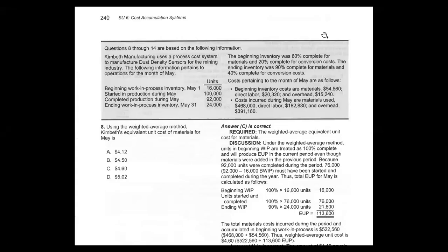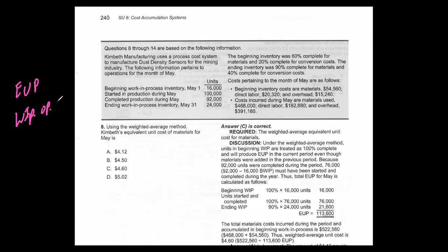Hi students, in this video we are going to discuss the cost per equivalent unit of materials as per weighted average method. So in order to calculate the cost per equivalent unit of materials, we first have to calculate the equivalent units of production. Remember the formula we discussed in the previous videos. We have a three-line formula to calculate the equivalent units of production.